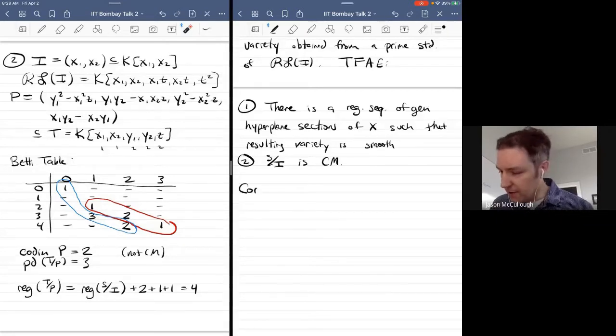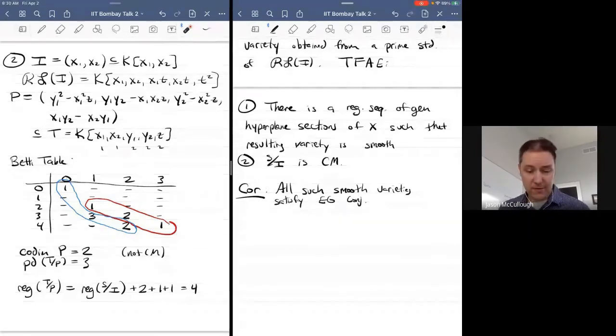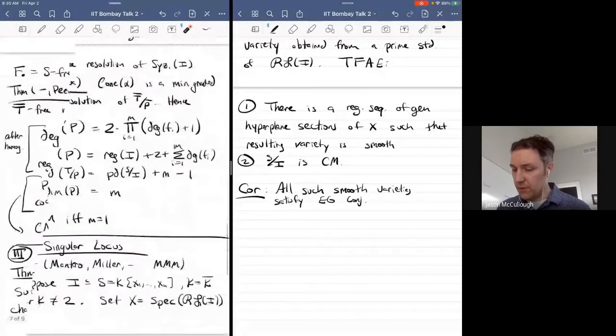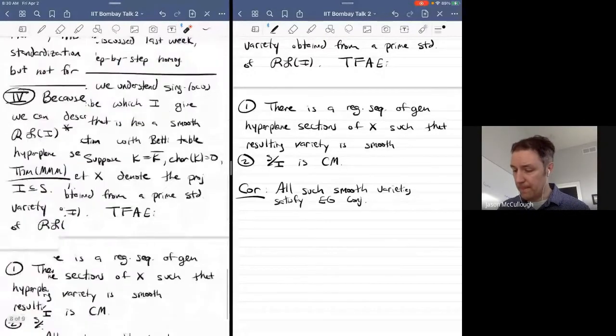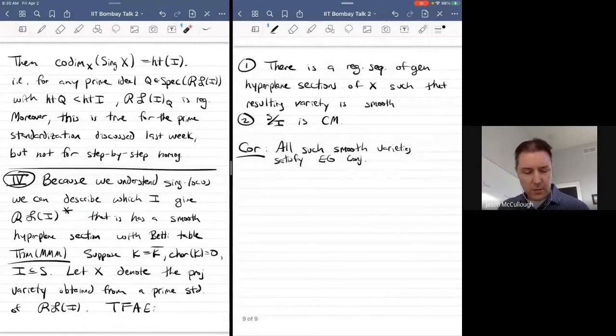On the other hand, we can say that, well, all such smooth varieties satisfy the Eisenbud-Goto conjecture. So we cannot come up with smooth counterexamples this way. That does not say that all smooth varieties satisfy the Eisenbud-Goto conjecture. It just says all the ones I can create this way satisfy the conjecture. So no hope for finding counterexamples this way.